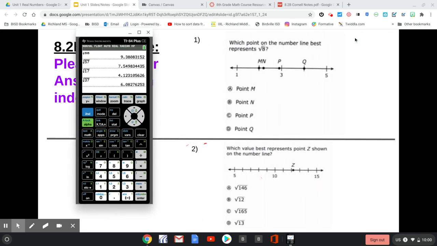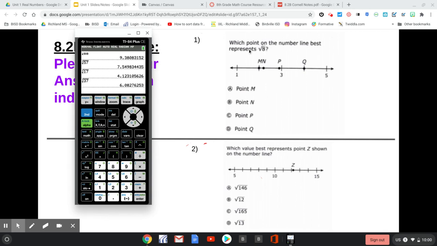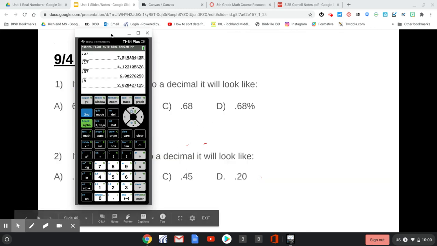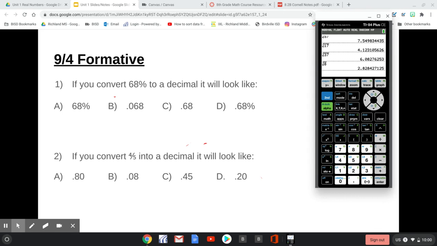And I think we're almost finished. Which one best represents the square root of 8? Second square root 8, enter. 2.82. Okay, here's 1. We know this is 2. This is 3. So 2.82, your answer would be P. I think we're going to end there.